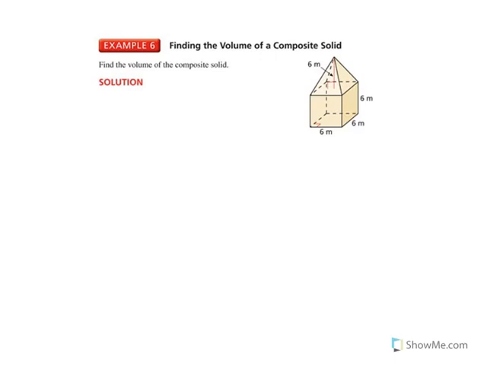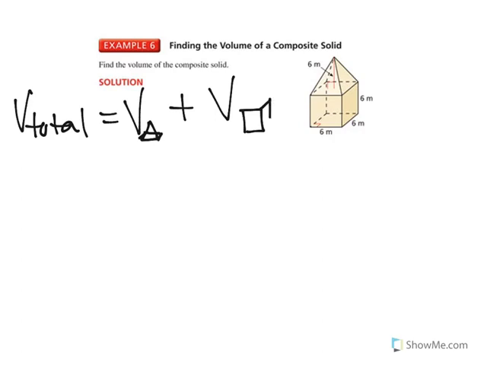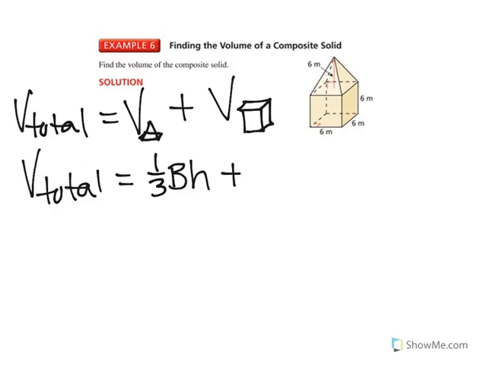Alright, last example, it says find the volume of the composite solid. So to get the total volume, you're going to have to take the volume of the pyramid and add it to the volume of the prism. Well, you have to think about your volume formulas. So volume total is going to be equal to the volume of the pyramid, which is 1/3 base area times height, plus the volume of the prism, which is base area times the height of that prism.